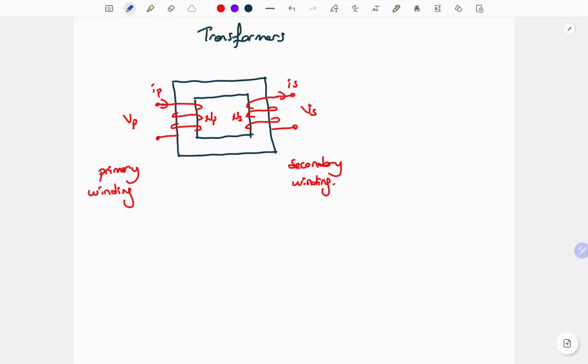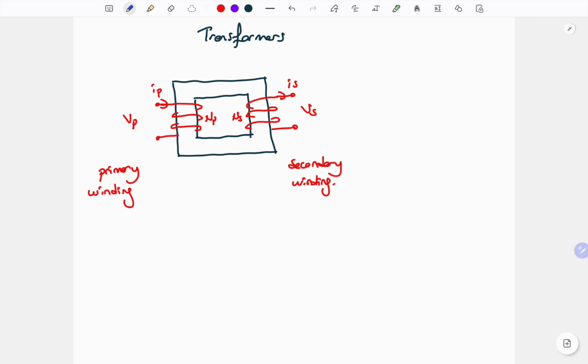Hello everyone. We will start to talk about the transformers. So you can see a simple transformer figure here. We have a ferromagnetic core, then primary winding and secondary windings are located on the left and the right side of the ferromagnetic core. So we will discuss how the system will operate and then we will try to obtain the equivalent circuit of this practical transformer.